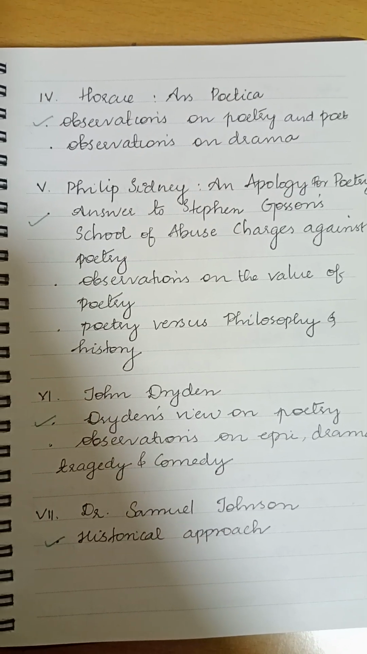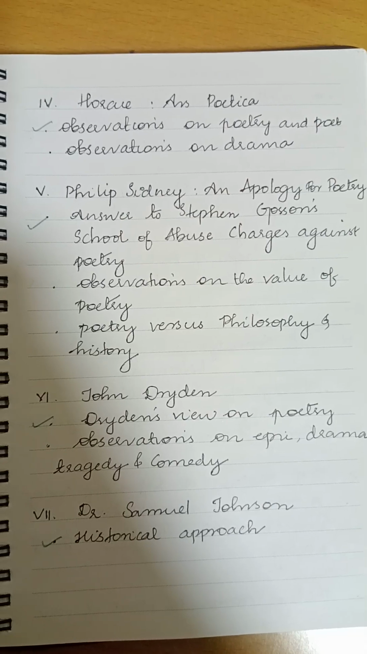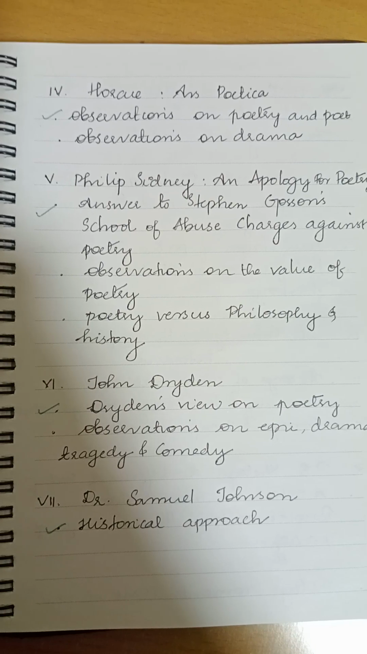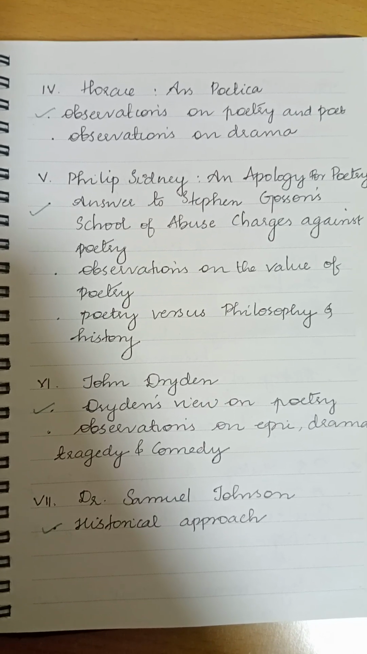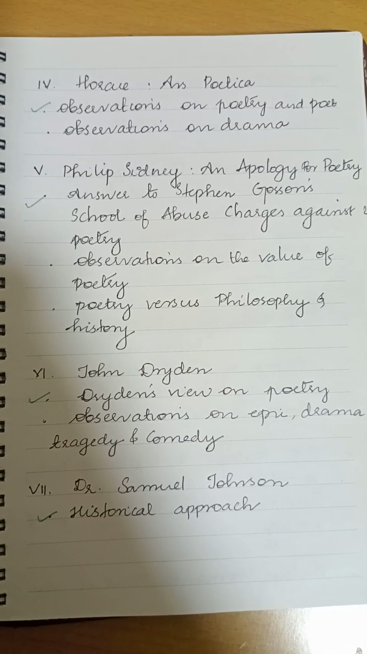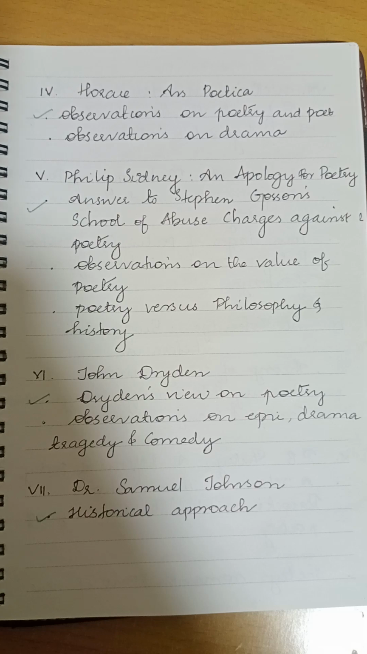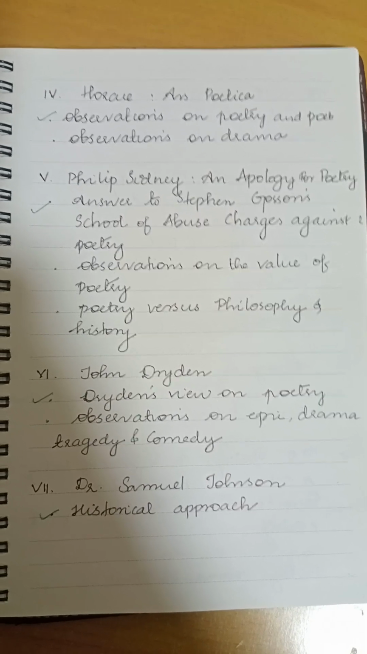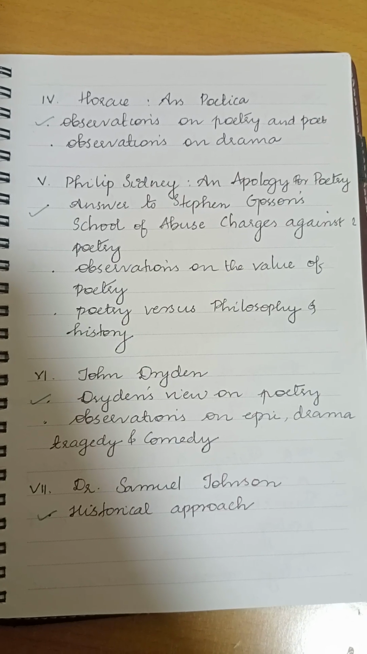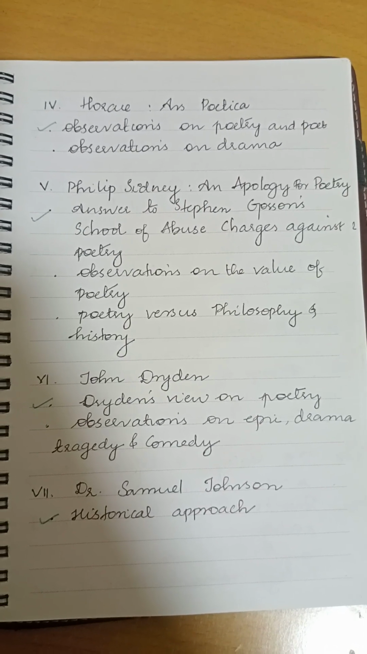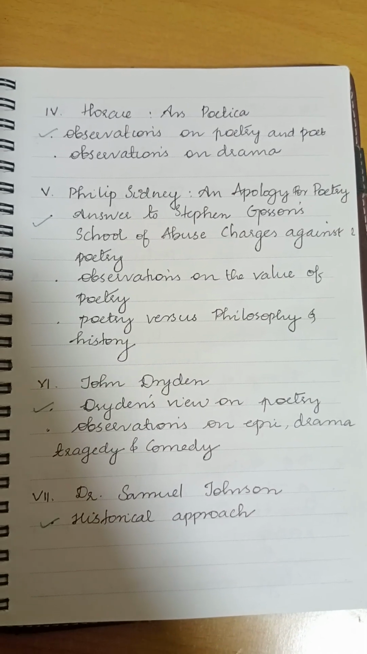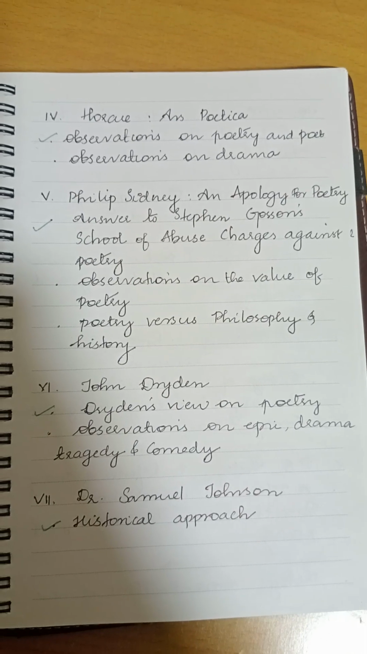And from Horace we have Horace's observations on poetry as well as the poet, and his observation on drama. The literary value of Ars Poetica is once asked. And coming to Philip Sidney, his Apology for Poetry is an answer to Stephen Gosson's School of Abuse. So it's a reply to Stephen Gosson, and definitely he is presenting his observation on the value of poetry and also comparing poetry with philosophy and history.